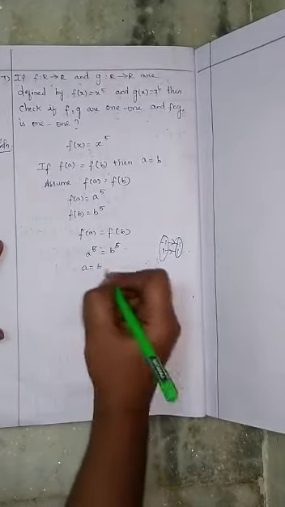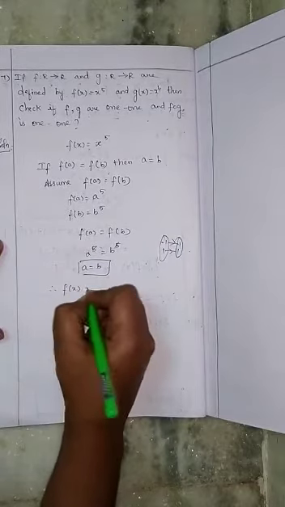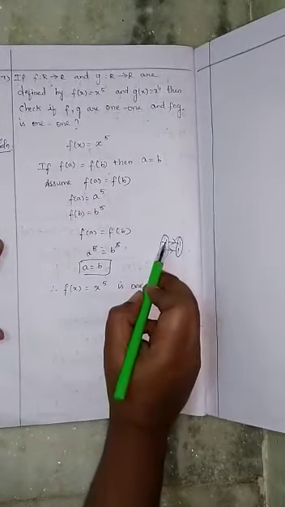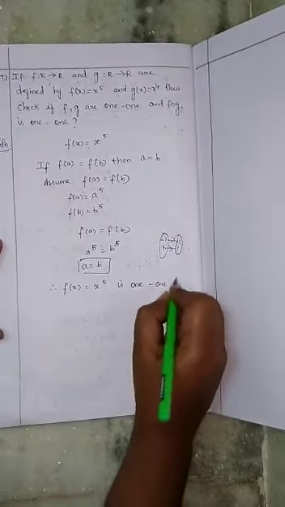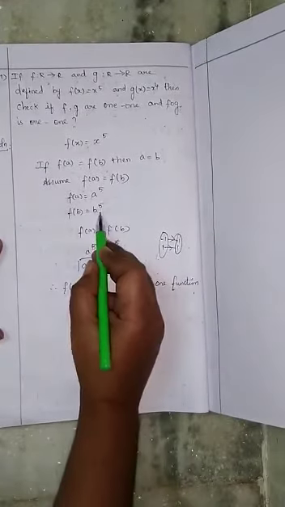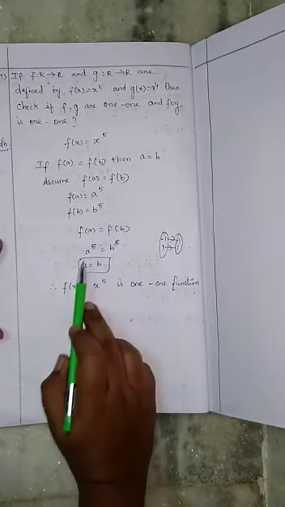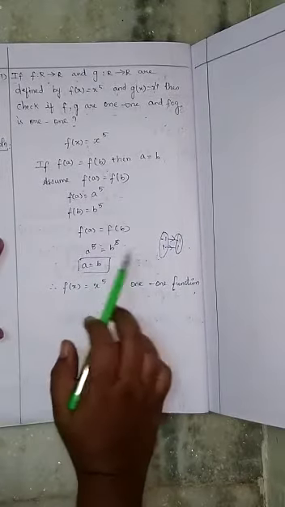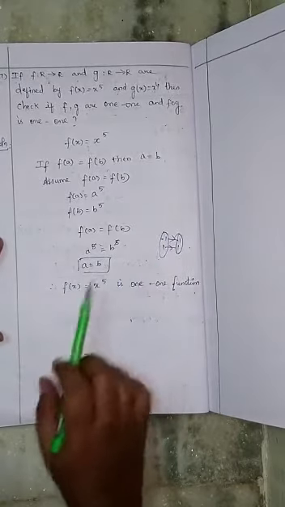a equal to b. So f of x equal to x power 5 is 1 to 1, because one element in A is mapped with one element in B, right? So it is a 1 to 1 function. f of x is a 1 to 1 function because the power is odd. If the power is odd, surely it will be 1 to 1 only. If you put minus 1, here also minus 1, plus 1, minus 2, so same. So one element in A is mapped with B, right? So it is 1 to 1.